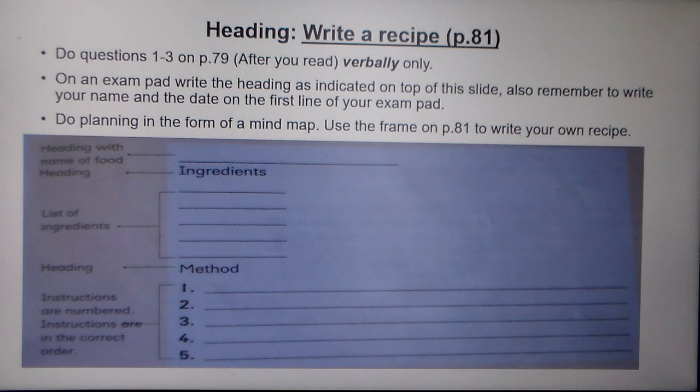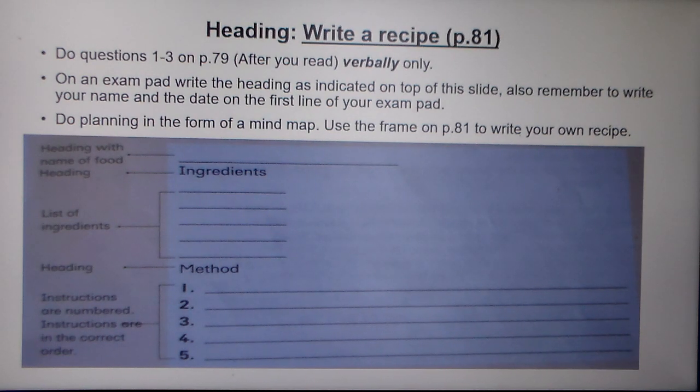So what I want you to do for your homework, on page 79 under the heading "After you read", there are 3 very short questions. You can just look at those questions and see if you can answer them verbally. Maybe discuss them with your mom or your dad or whoever is at home, or a brother or sister, and see if you can read through that and just answer those questions. You don't have to do anything in writing.